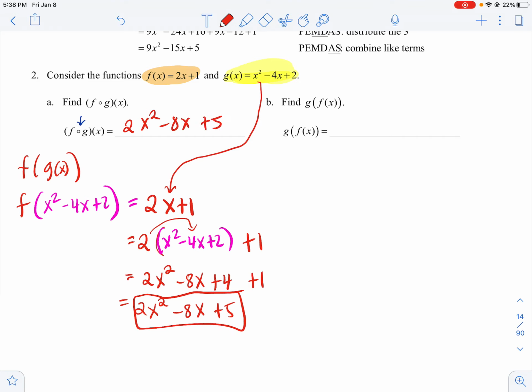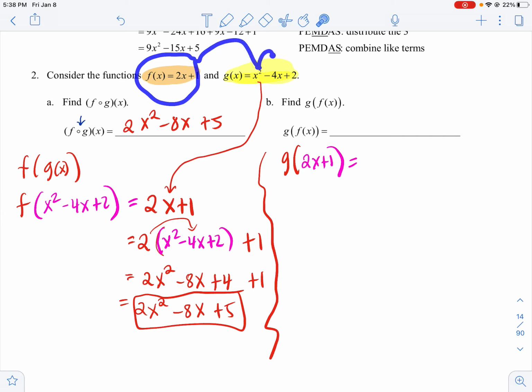So f of g of x. You're putting g of x into the f. Okay? The other one, though, is the reverse to it. It's g of f of x. So we're putting f of x inside the g. Let's see if it's harder or easier. We're putting the f of x, so g of 2x plus 1. So we're putting the f of x inside the g of x.